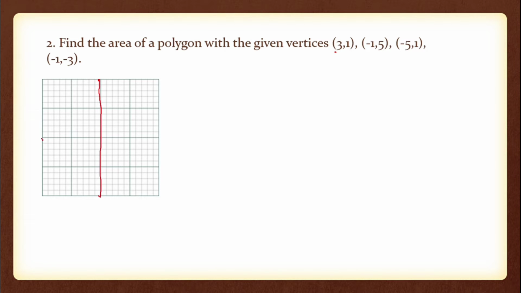Okay, so we have to plot here. So 3, 1. So 1, 2, 3, and 1. So this is the first point. There it is, 3 and 1. And negative 1 and 5. Negative 1, and 1, 2, 3, 4, 5. So negative 1 and 5. And negative 5 and 1. Next we have negative 1 and negative 3.